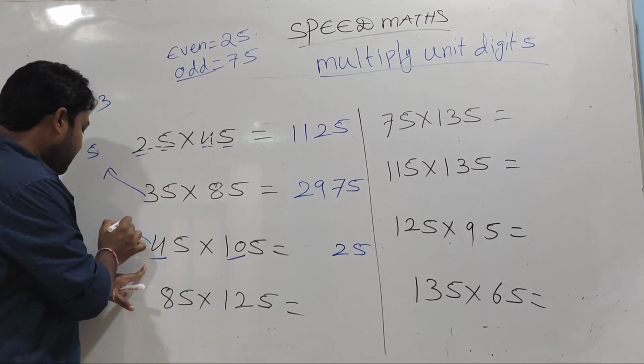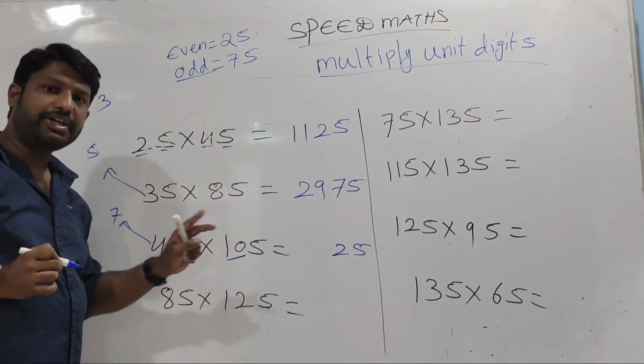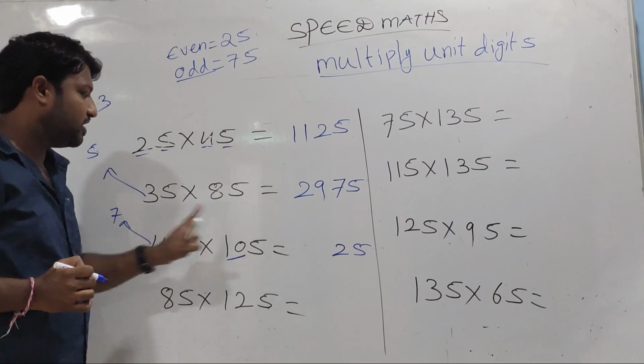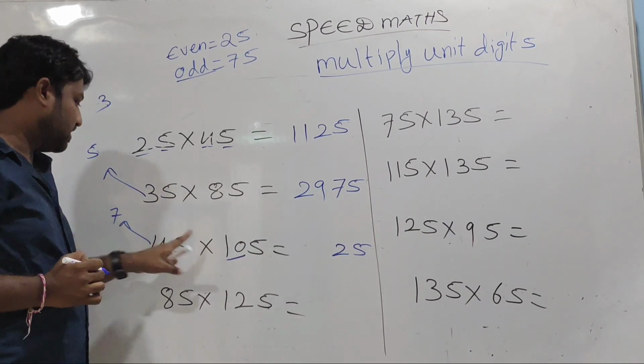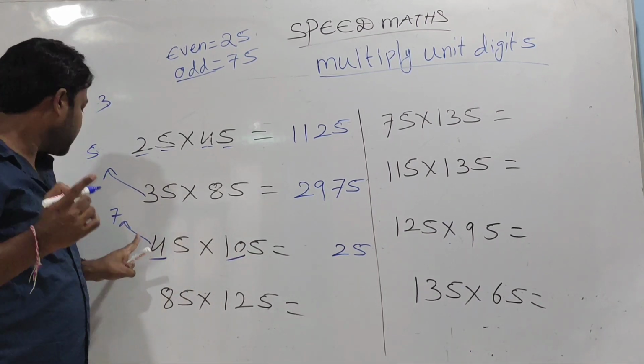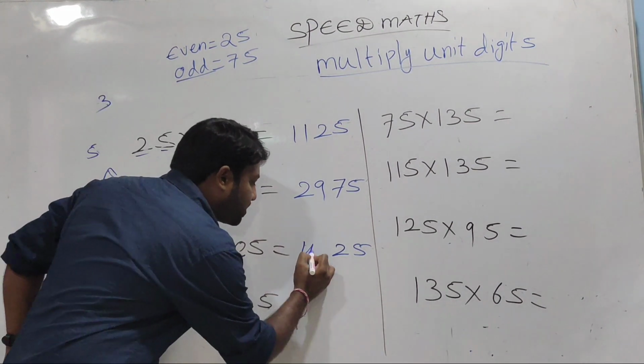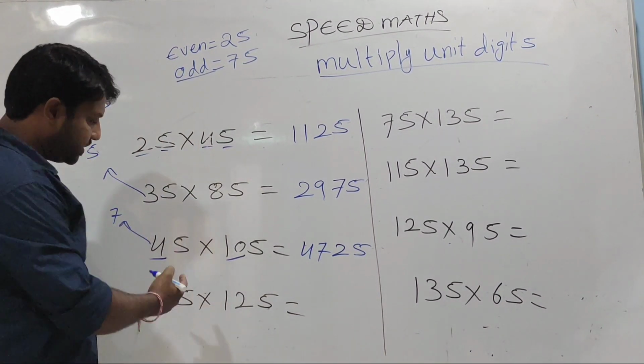Now 10 plus 4 is 14. Take half of this number. Half of this number is 7. So I have written 7 here. I have written 25 here. Next, 10 into 4. 10 times 4 is 40, plus 7 is 47. Right, 47. Easy.